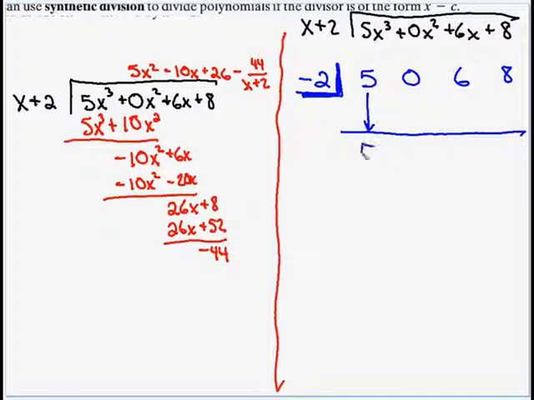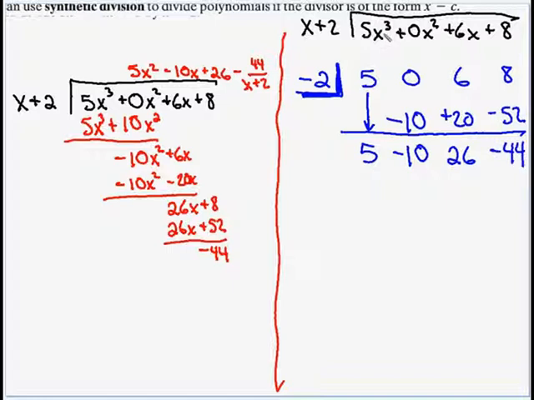That's our 5 below the line. The rest of this synthetic division algorithm is multiplying and adding. So I'm going to multiply negative 2 times positive 5 and bounce right up here. That's negative 10. And now I add these numbers, negative 10. Multiply negative 2 times negative 10 is positive 20. And I add these numbers, 26. Multiply negative 2 times 26 is negative 52. 8 minus 52, if we add those together, we get negative 44.